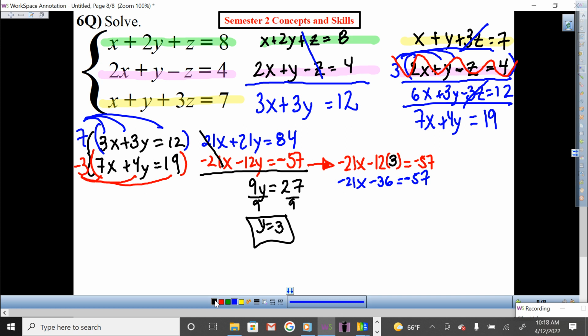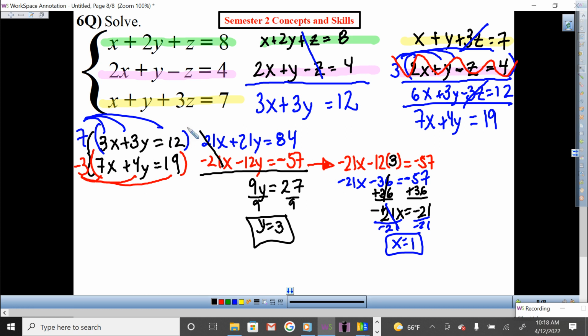Continue, Kevin. What do I do from there? Plus 36, plus 36, negative 21x equals negative 21. And last but not least, divide by negative 21, divide by negative 21, x equals 1. So we have solved this little system, but which variable are we still missing to solve? Z. Which equation do we want to use, Mel? The first, second, or third?